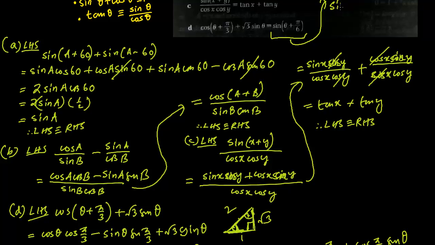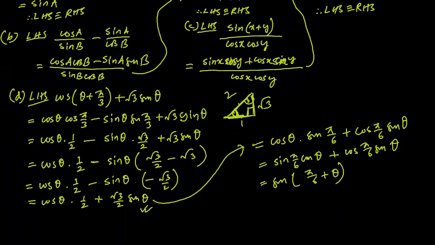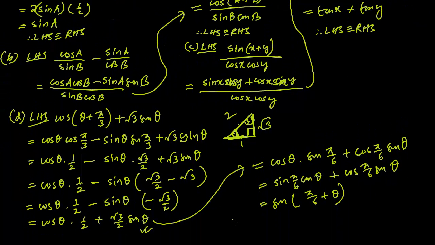Sine a plus b is sine a cos b plus cos a sine b. So sine, cos, sine. So what we can write over here, this is going to be cos theta, this is going to be sine pi by 6. So this is going to be sine theta cos pi by 6, or cos 30 is going to be root 3 by 2, plus cos theta sine 30 degrees is going to be half. So it is half cos theta plus root 3 by 2 sine theta. If this portion matches with what you did up to here, which matches completely, you can just write left hand side equal to right hand side.